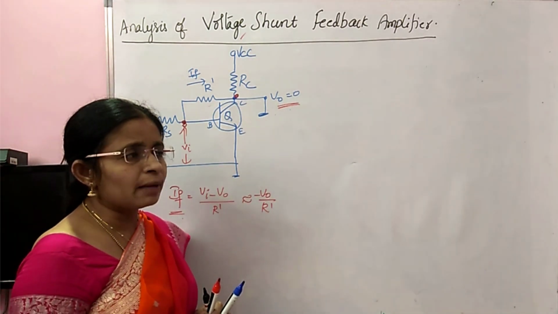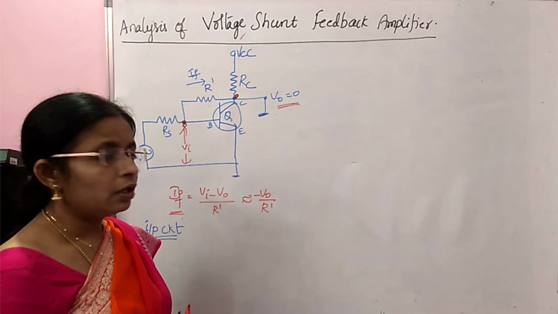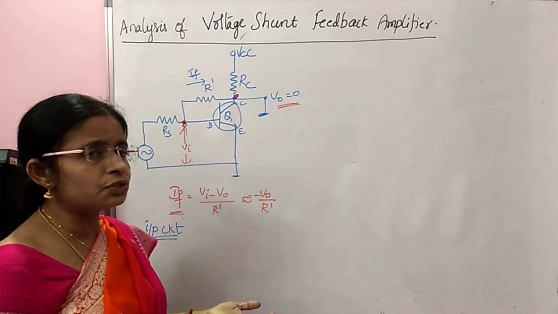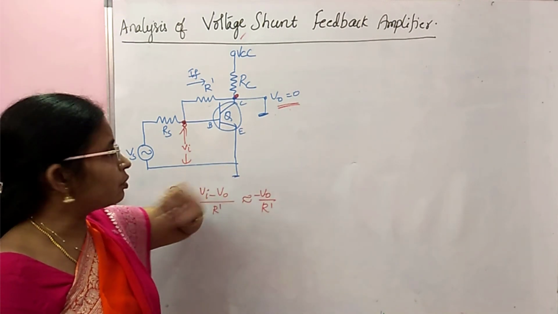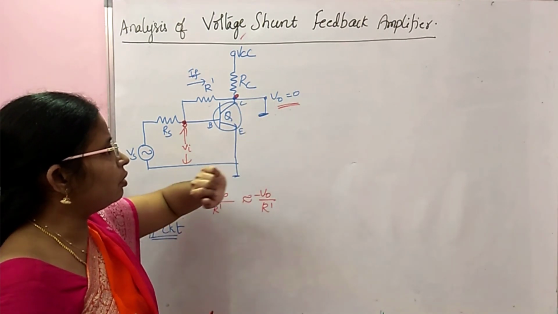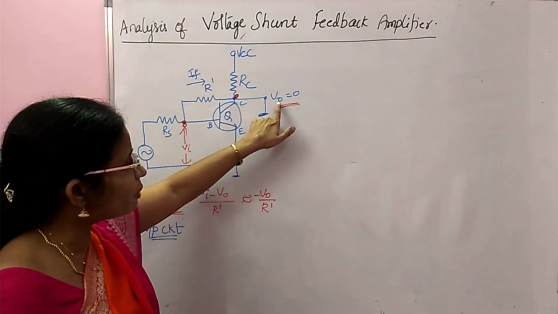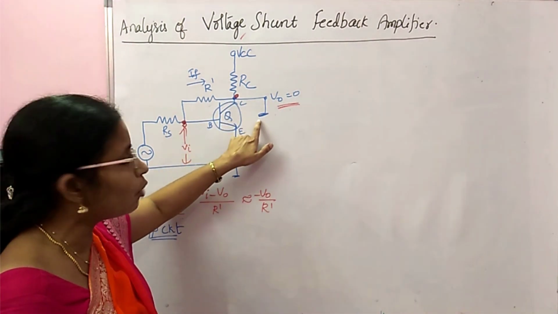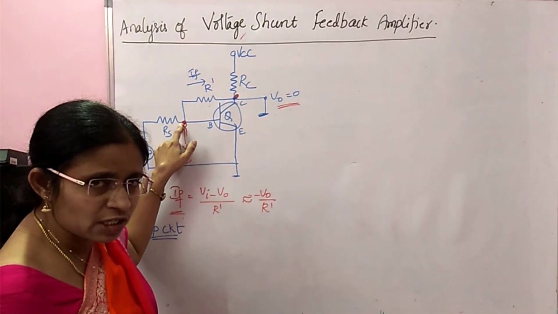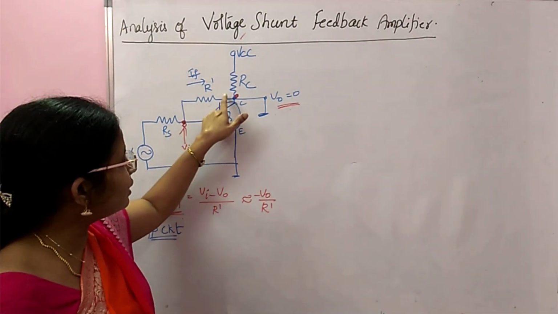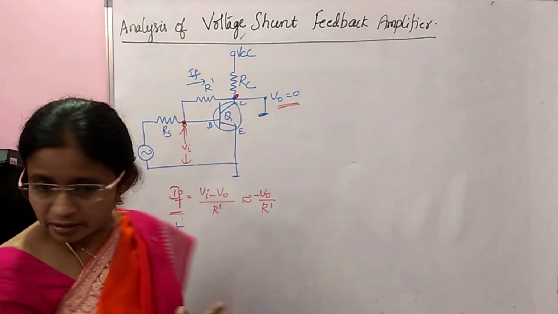Then what is the next step? You must find the input and output circuit. To find the input circuit, what do we have to do? Because it is voltage sampling, make V naught equal to 0. If V naught is equal to 0, then the other end of R dash is connected to 0, means grounded. R dash has one end at this base node and the other end connected to ground. So how to draw this?